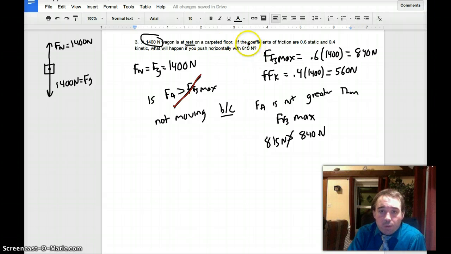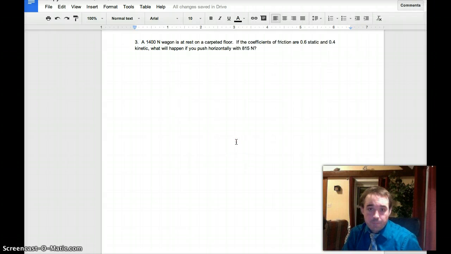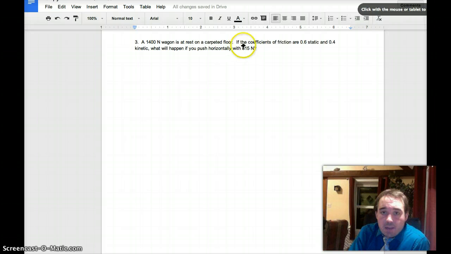What if we pushed horizontally with 915? So this is like another problem. You would have 4 problems on the quiz. Those are similar to the first 3 you would have. The 4th problem would be one where you are pushing enough to get it to accelerate. So we are pushing hard enough in this case now. So let's erase all this. We are pushing with 915.